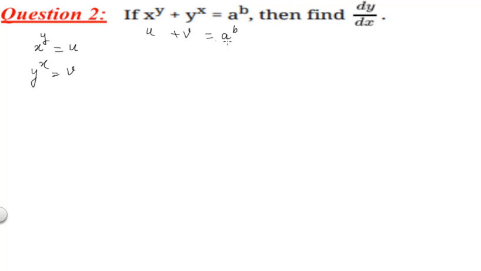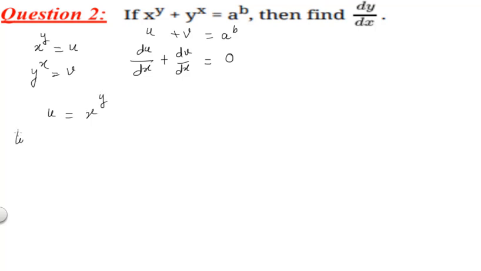If we differentiate both the sides with respect to x, we get du by dx plus dv by dx equals 0. A to the power b is a constant, hence differentiation will be 0. Now you will solve u separately. U is x to the power y.